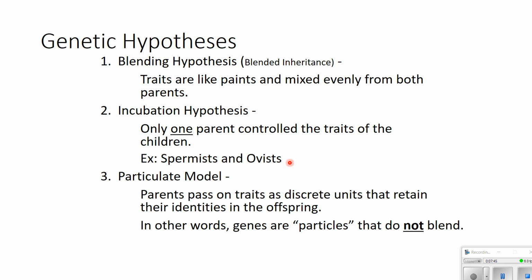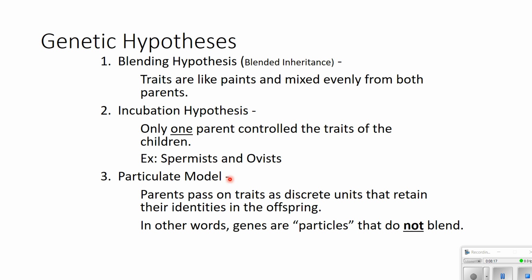Of course, there was another group called ovists who thought exactly the opposite. They thought that inside the egg was a very, very tiny preformed child, and that the sperm's role was just to trigger the development of that tiny embryo, but that all the physical characteristics came from the mom. And both of those ideas are completely ridiculous. It's pretty easy to dismiss the incubation hypothesis.